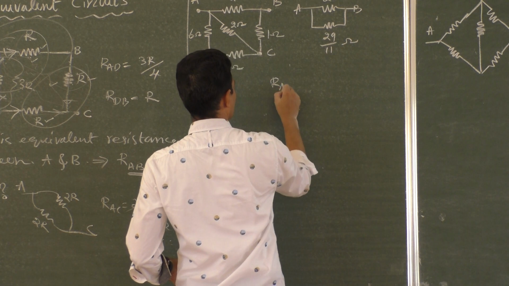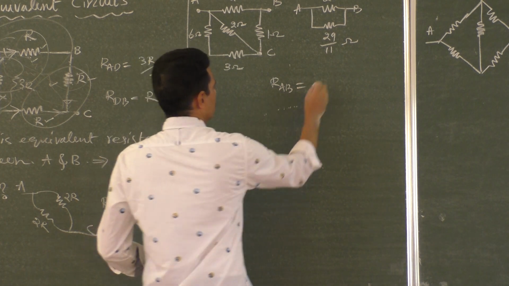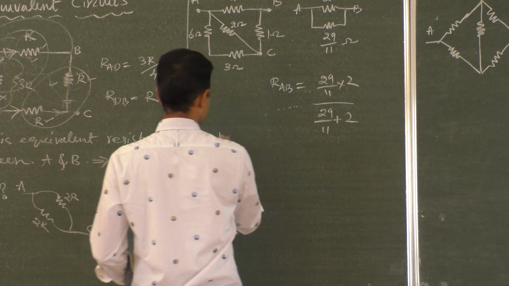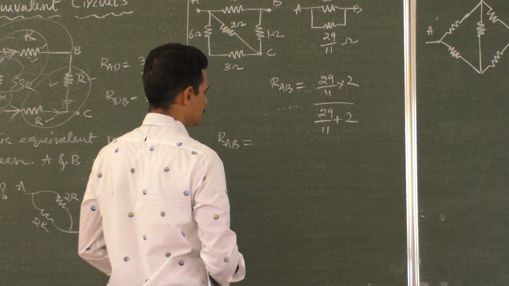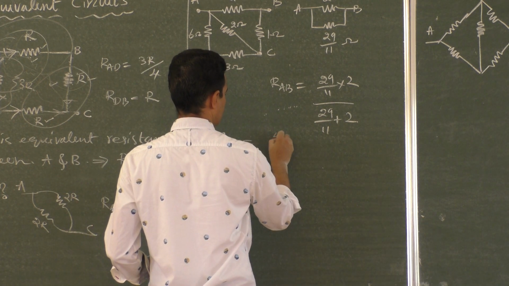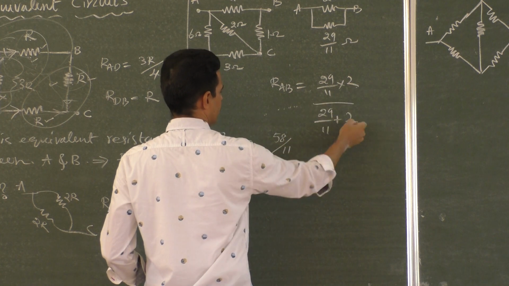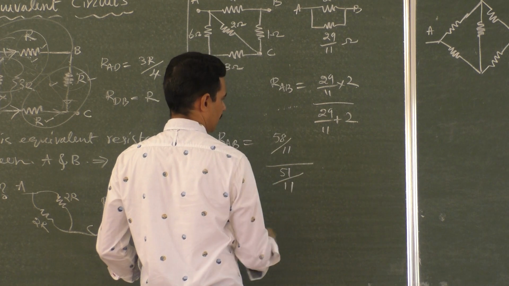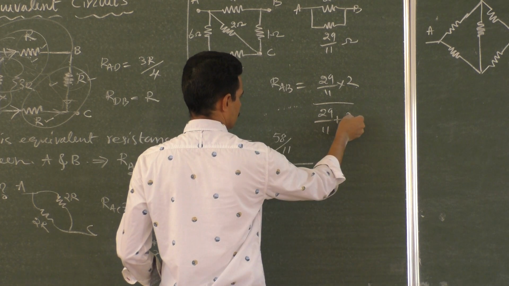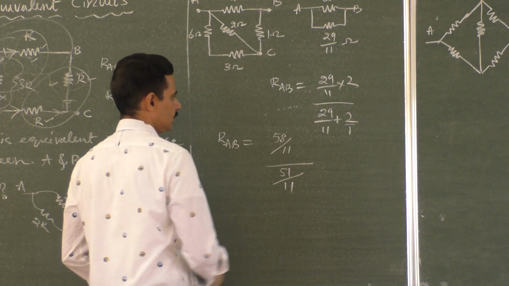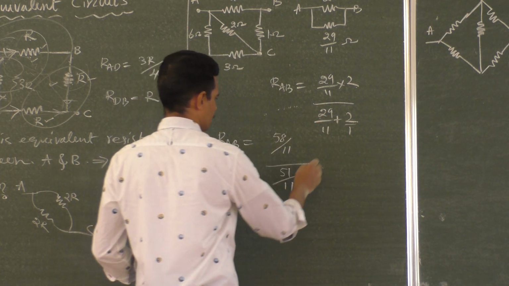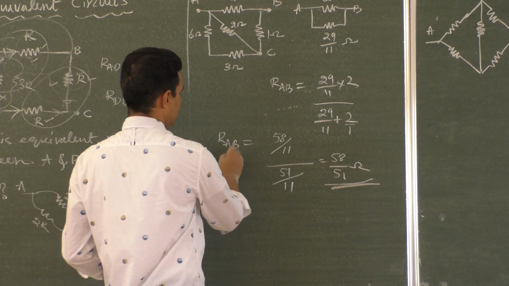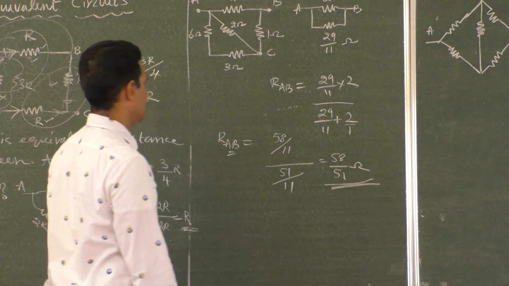So R across A and B is equal to 29 by 11 into 2 divided by 29 by 11 plus 2. R across A and B is equal to, this is 58 by 11, R1 R2 over R1 plus R2. This will be 22, that is 51 by 11. Am I right? 11 twos are 22 plus 29, 51. So this is 58 by 51 ohm. That is the final answer between A and B. That is the final answer.